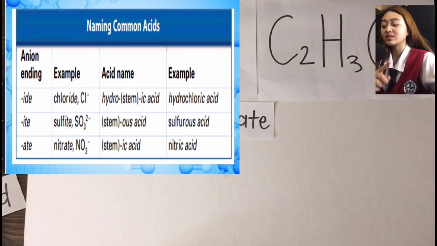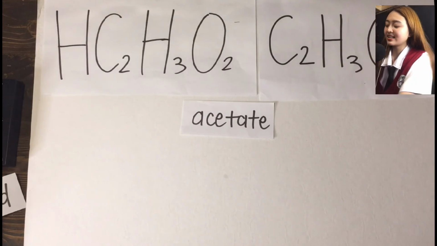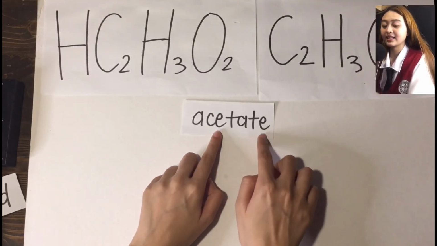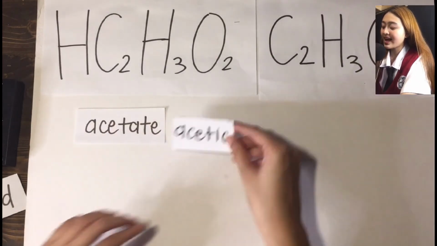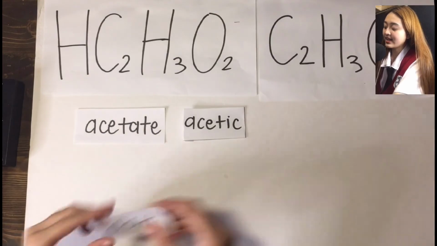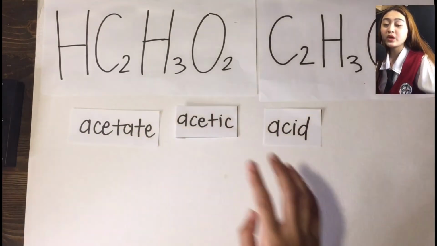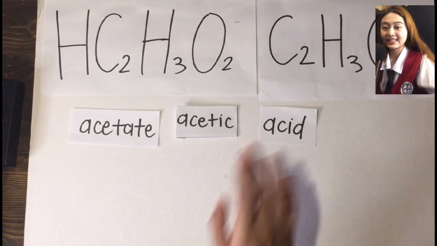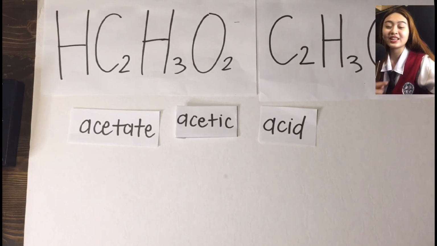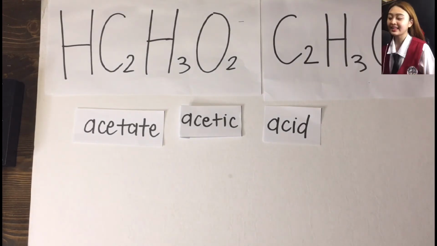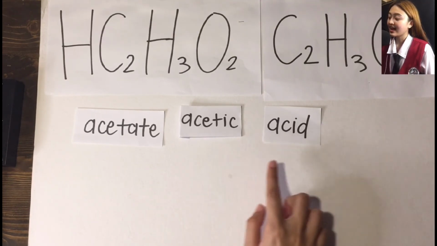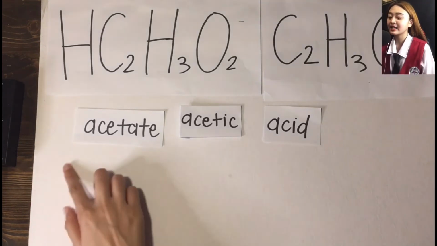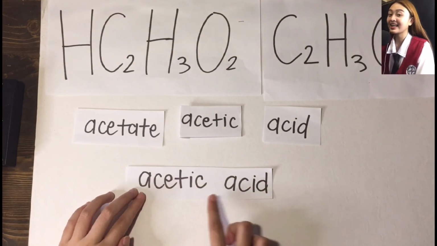So we are going to use this rule. We can see it ends with ATE, so we take off the ATE and replace it with IC, and we add acid. So we are going to call this acetic acid. That's how we name an acid that contains ions that end in ATE. We take off the ATE from the negative ion name and put IC, add acid. Acetate goes to acetic acid.